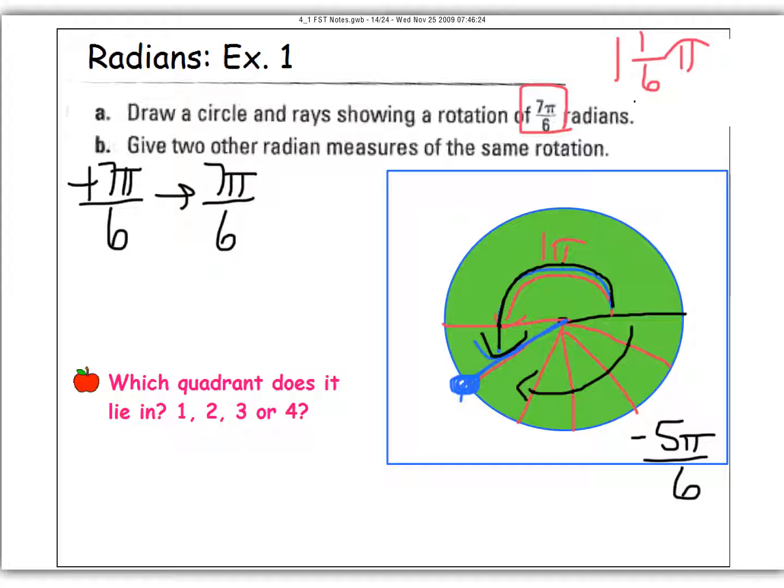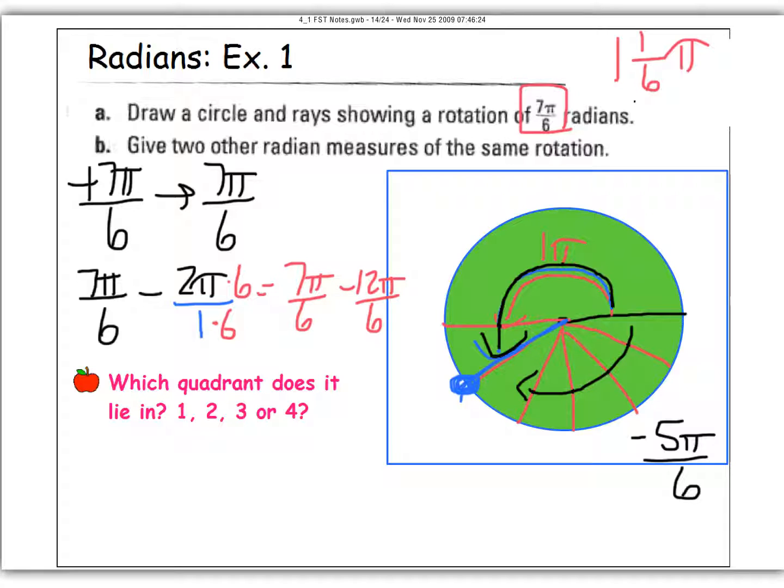Now if you're not sure where to get that from, what you can do is take 7 pi over 6 and subtract from it 2 pieces of pi. Now we do want to keep it as a fraction, so you can make any whole number a fraction by putting it over 1. Remember, we want a common denominator here, so we're going to have to multiply this by a 6. So when we do that, we have 7 pi over 6 minus 12 pi over 6. Keep the denominators the same, but 7 minus 12 will get us negative 5 pi over 6. So that'll give us a second rotation, and we do have our first one here.